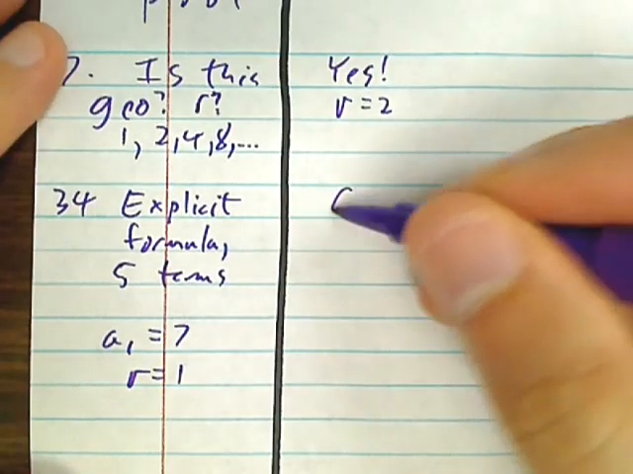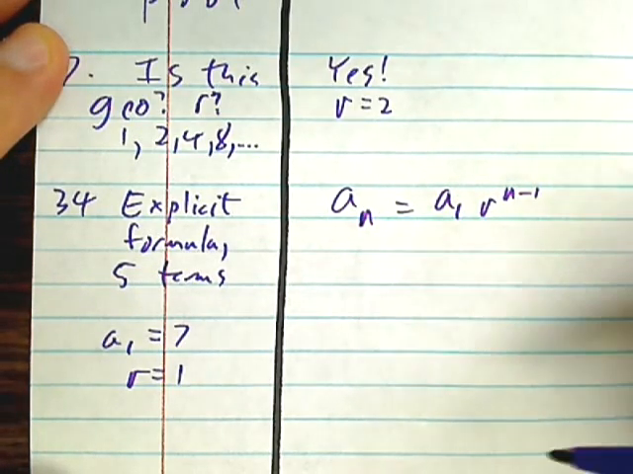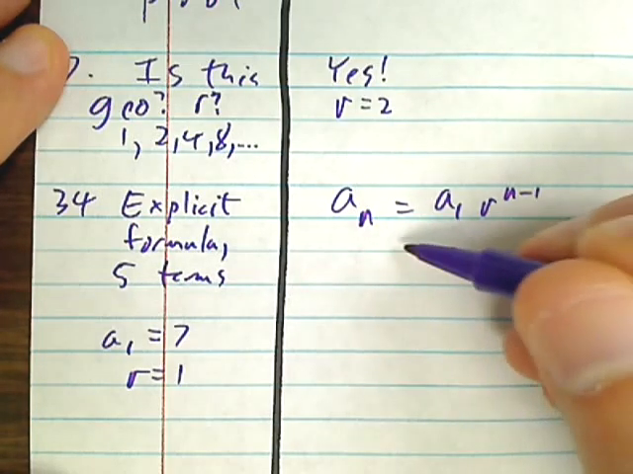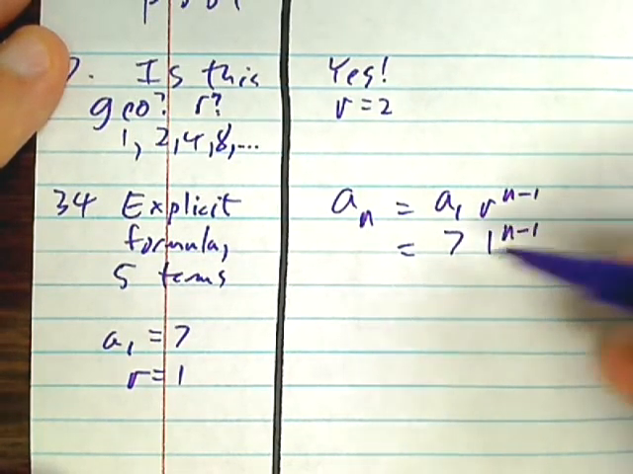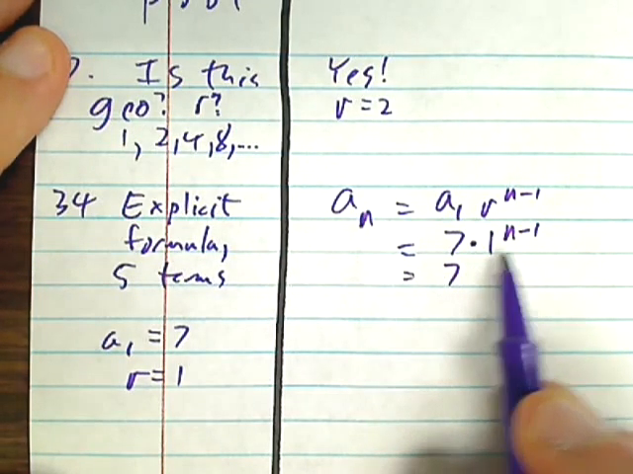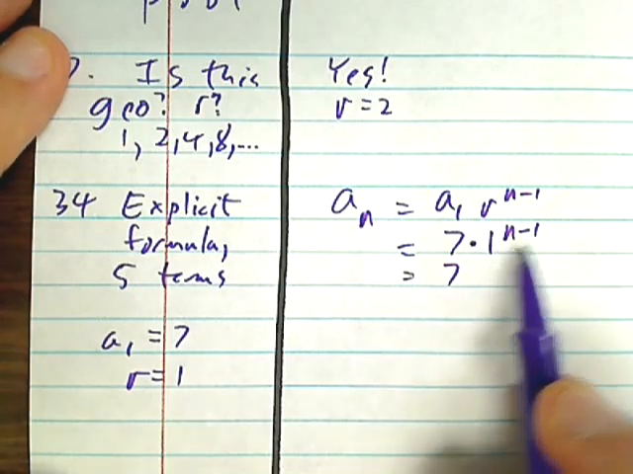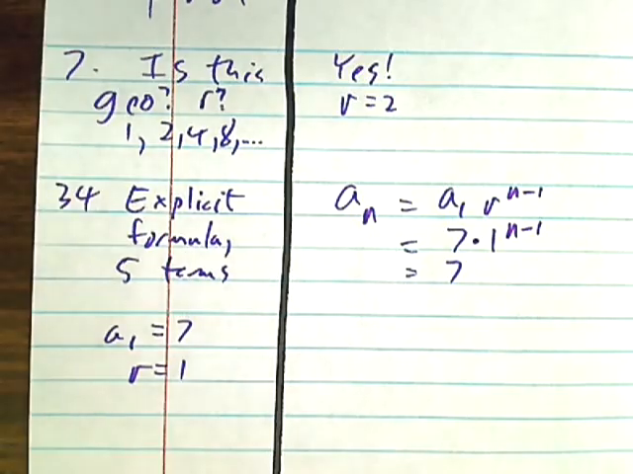Okay, your explicit formula, a sub n is equal to a sub 1 times r to the n minus 1. Now let's plug stuff in here. That's 7 times your ratio is 1 to the n minus 1 power. And that's silly. That's just going to be 7. 1 to any power is going to be 1. 1 times 1 times 1 times 1 times 1 times 1 is just 1. Then times 7 will give you 7.